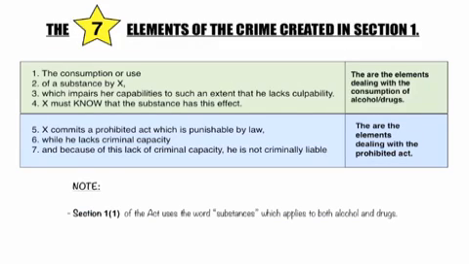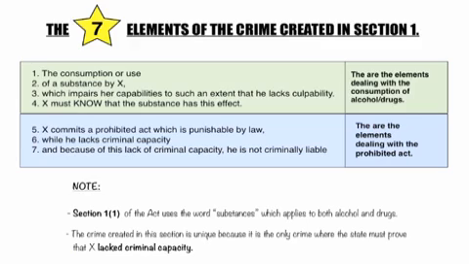Note, Section 1.1 of the Act uses the word substances. This applies to both alcohol and drugs. The crime created in this section is unique because it is the only crime where the state must prove that X lacked criminal capacity.